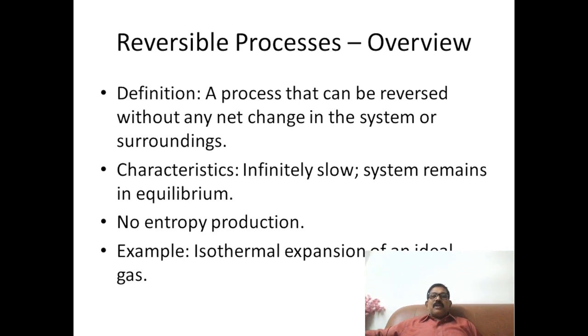No entropy production. For example, isothermal expansion of an ideal gas. Ideal gas means one which obeys PV is equal to nRT, where P is pressure, V is volume, n is number of moles, R is the gas constant, and T is temperature.